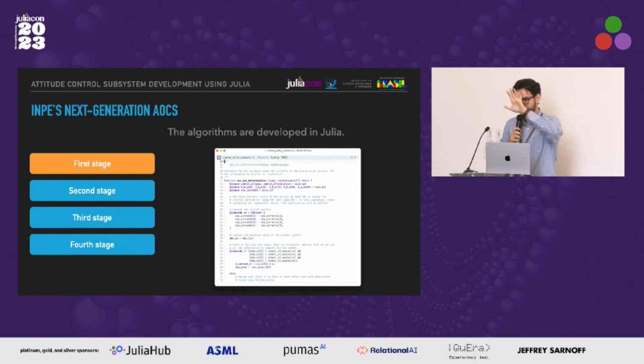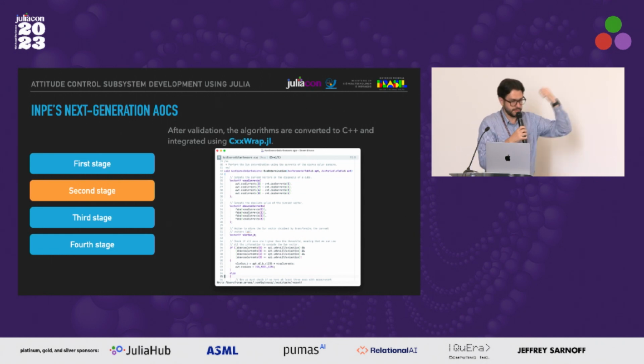To test this algorithm, I select some kinds of initial states, and those initial states provide this kind of results. These are the test results we need to see in the other stages. Then I take this Julia code and pass it to a programmer. We translate it to C++. And using this amazing package called CxxWrap, we can integrate the code following that interface with the Julia simulator.